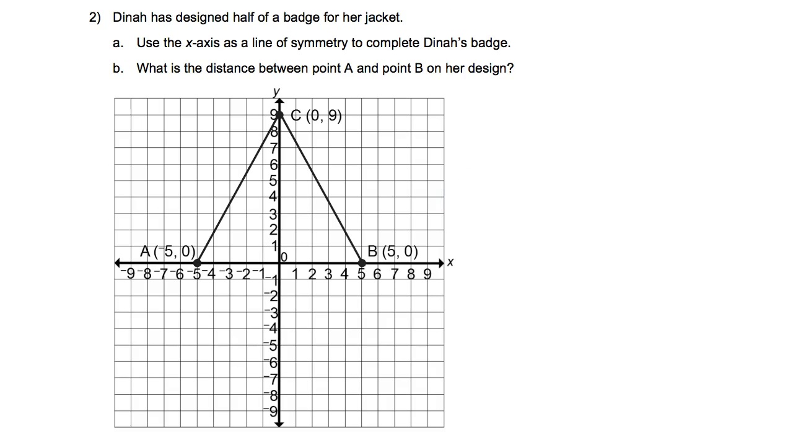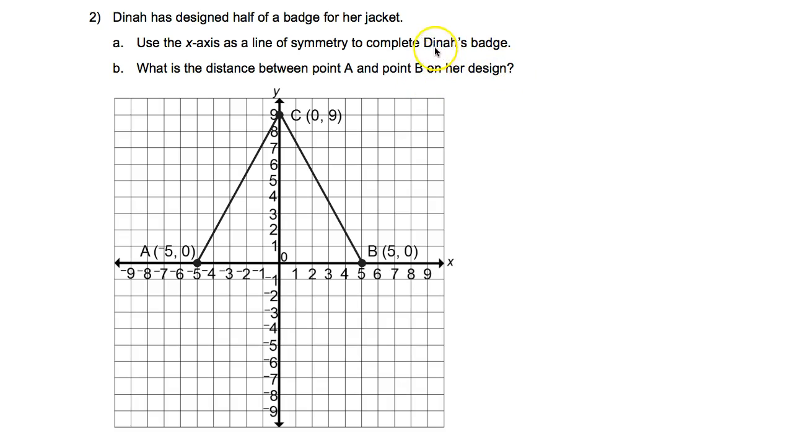Okay, number 2 says, Dinah has designed half of a badge for her jacket. A, use the x-axis as a line of symmetry to complete Dinah's badge. B, what is the distance between point A and point B on her design?